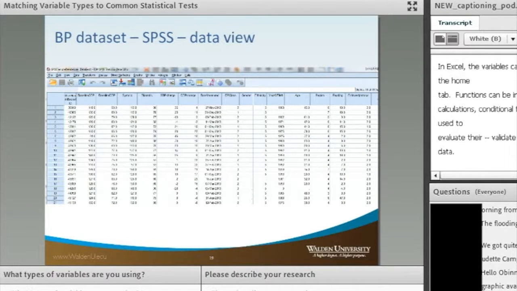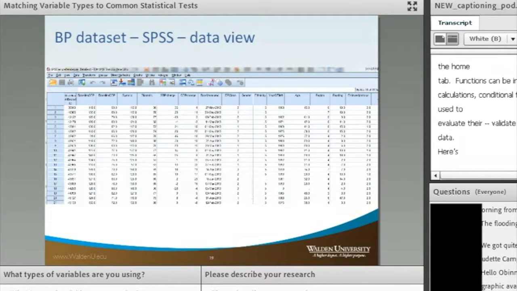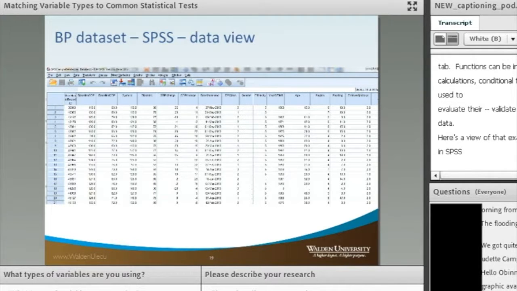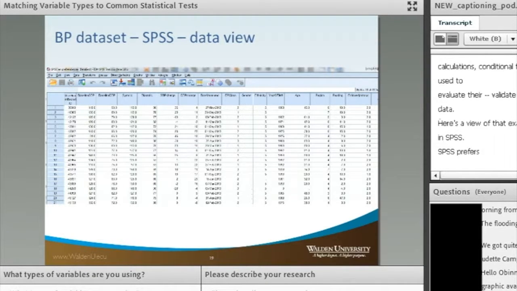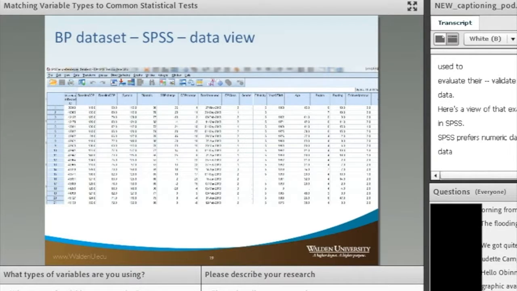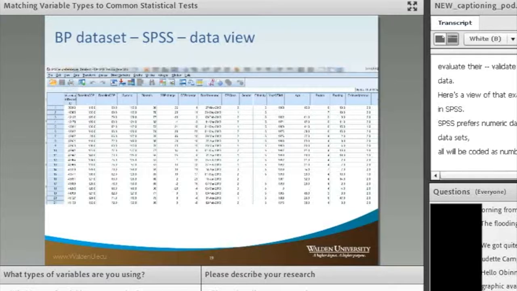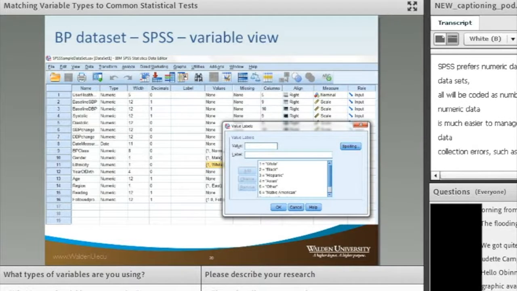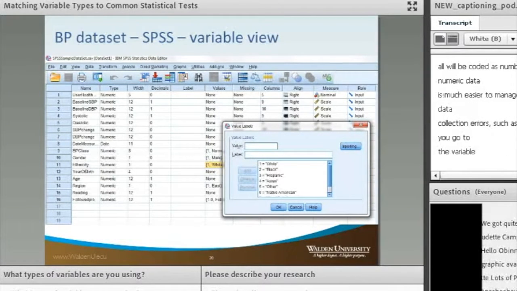Here's a view of that exact same data set in SPSS. SPSS prefers numeric data. So in many SPSS data sets, all of the variables will be coded as numbers, including nominal. Using numeric data is much easier to manage, and you can avoid simple data collection errors such as misspellings. If you go to the variable view in SPSS, you will see how these data have been coded. The variable view is used to determine the variable type, such as the labels, so that your data can be converted back to a categorical value.